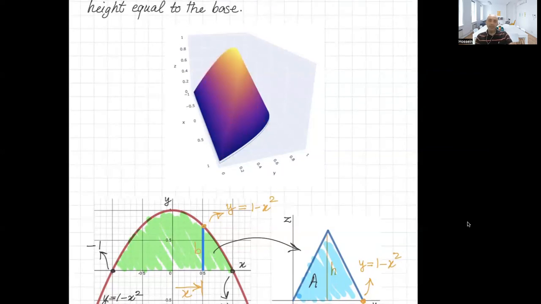So in the next video, I'm going to show you how you can use one of the libraries in Python to draw this 3D shape. It's going to be a cool video.